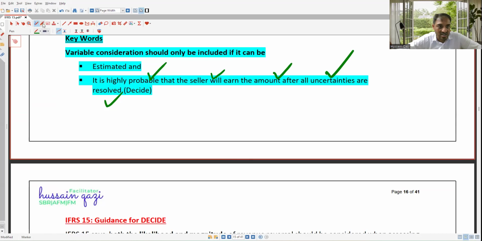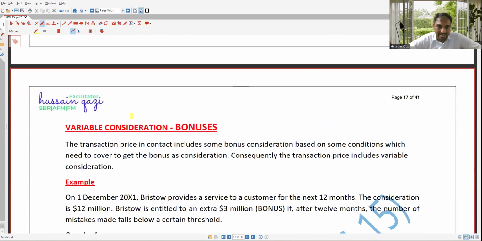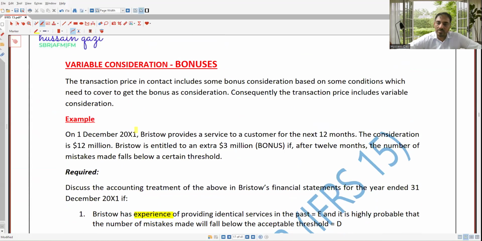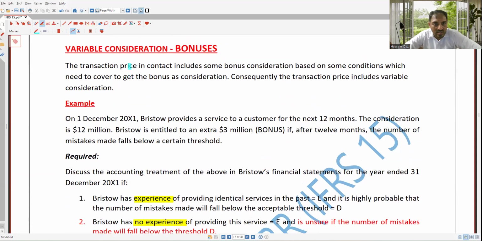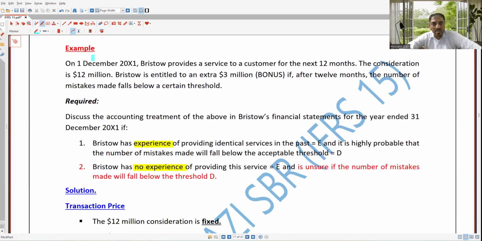Let's make a discussion now. Let's discuss with an example. Don't worry, you will get confidence about this point as well. For example, variable consideration. The first example is about a bonus. Example: 1st December X1, read it carefully.